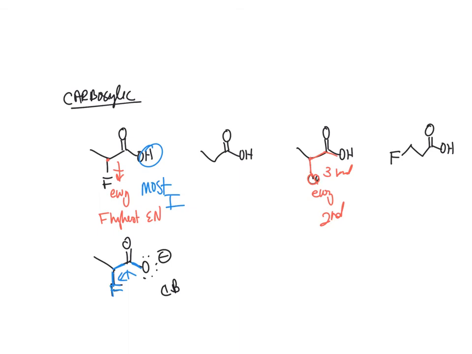And then the fluorine, 1, 2, 3 bonds away. So this is your alpha carbon, this is your beta. These are your alpha. So this would be third, and then this would be fourth, because it has no electron withdrawing group.